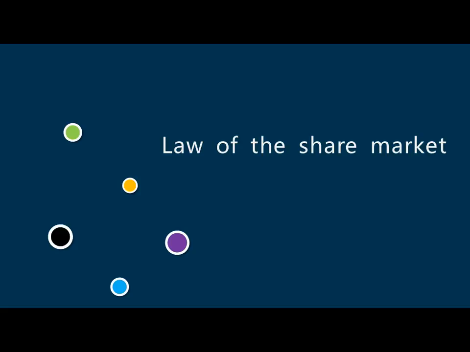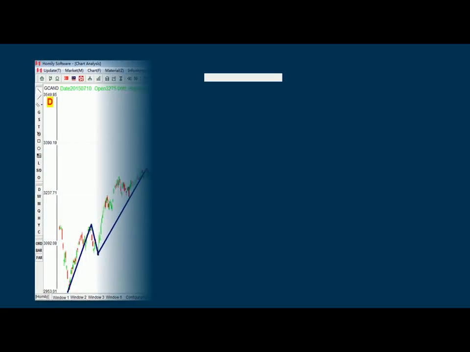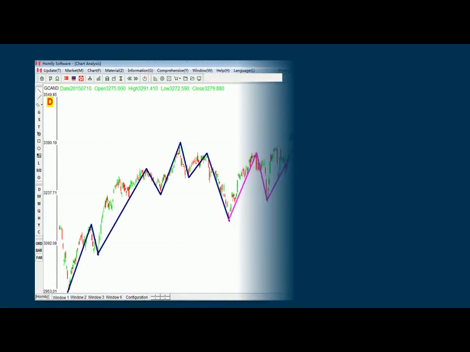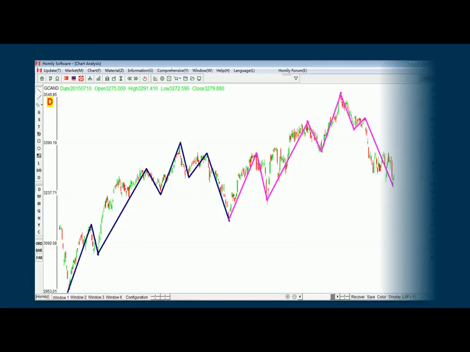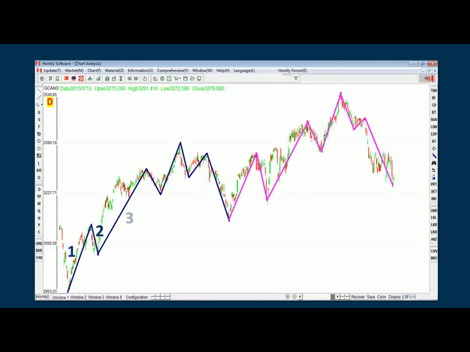So, the law of the share market. What's the law of the share market? You must know what the law is, and you need to follow the law. Before you follow the law, you must know what the law is in the share market. This is what we call the market structure. Actually, we are quite familiar with the market structure.